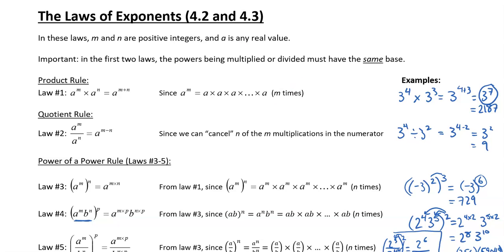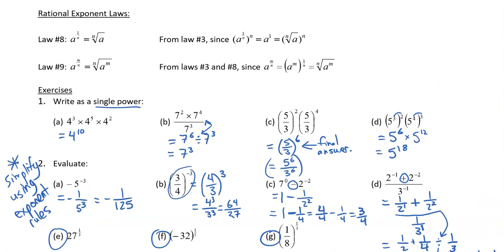So let's go down to the laws that we had on this handout that were fractions. Now remember, another name for fractions is rational expressions, and that's why we call these the rational exponent laws. Not that they're the only ones that make sense logically, but they're just fractions. So keep that in mind here.